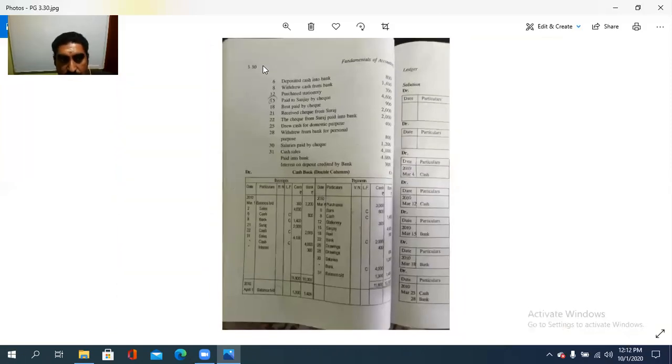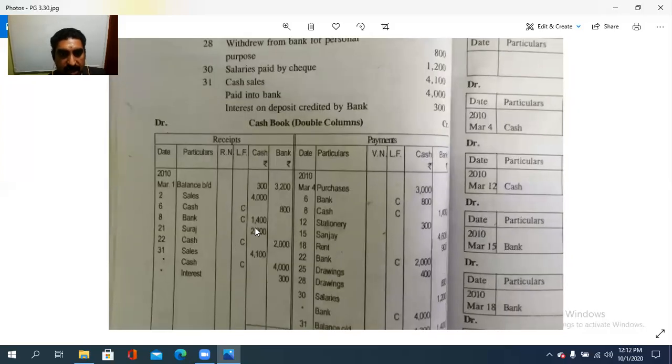Then withdrew cash from bank. Opposite is the entry, cash account debit to bank. So cash account debit side, to bank, isn't it? In the cash column, see, 1,400. Here, this one. See, this one.